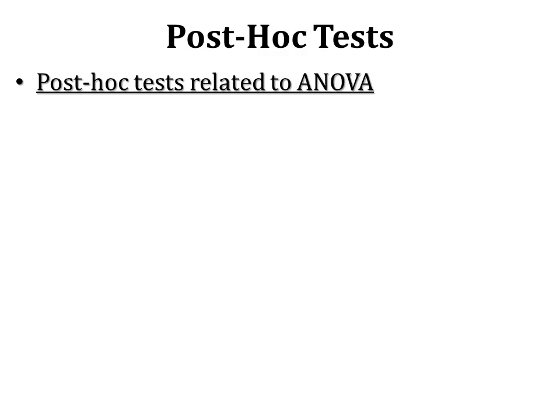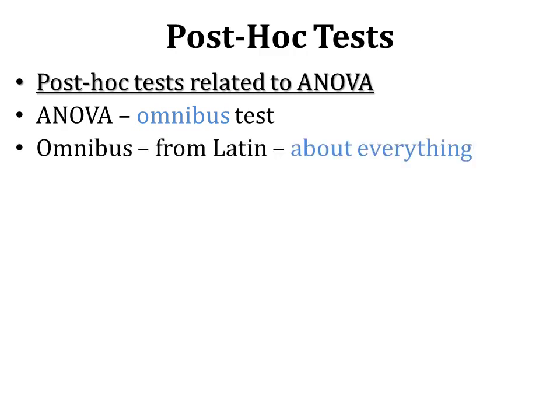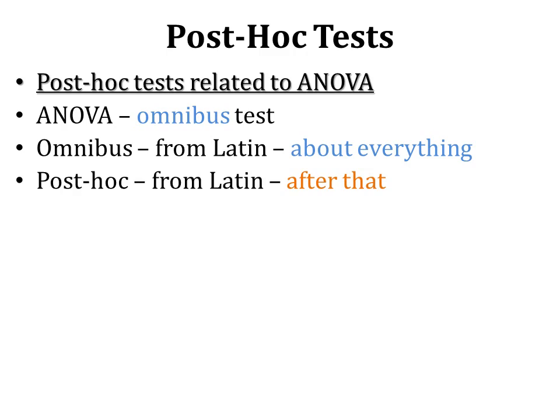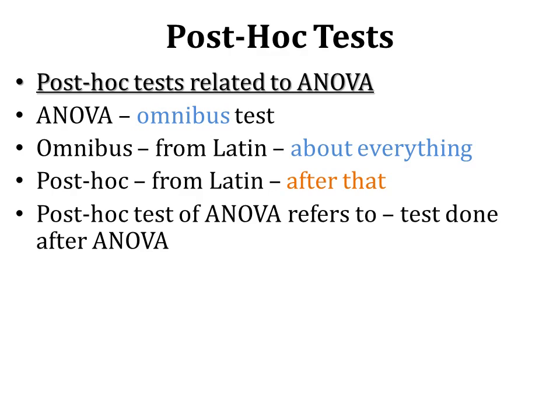Now the post hoc tests related to ANOVA, we'll see certain examples. But before that, we have to understand why these tests are needed, because ANOVA is the omnibus test. Omnibus means that it is about everything. The word omnibus is from Latin, which means about everything. The post hoc test, they mean after that. So ANOVA is the omnibus test, which is about everything, and post hoc is from Latin, which means after that. So a post hoc test of ANOVA refers to a test done after ANOVA.